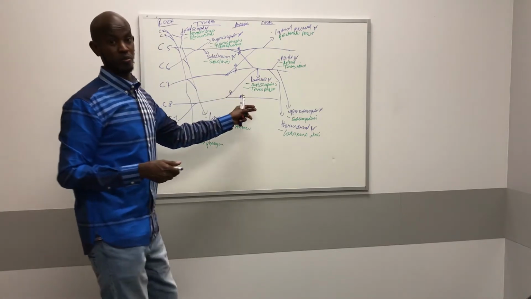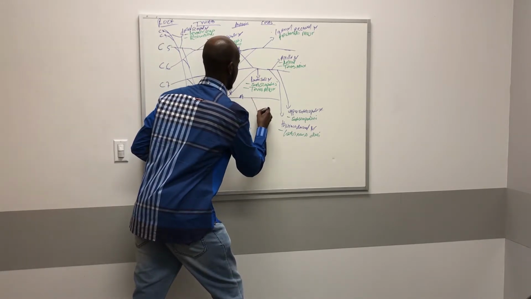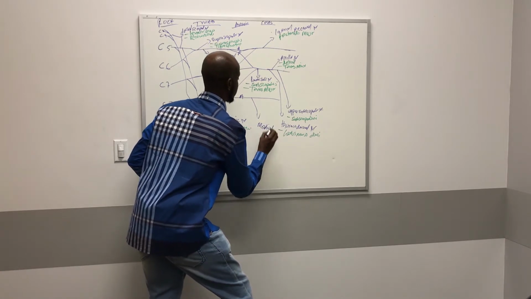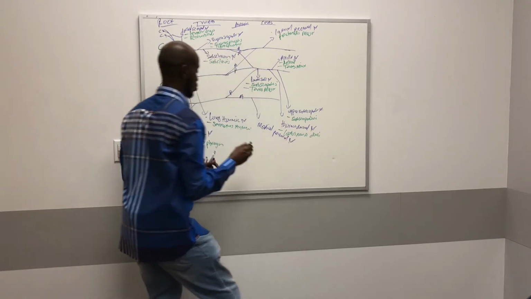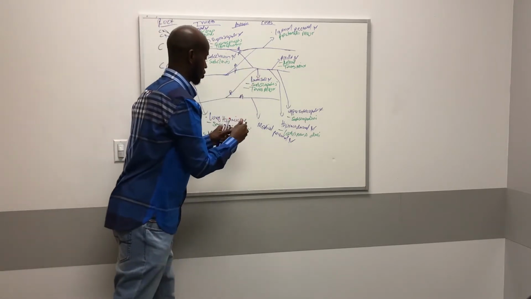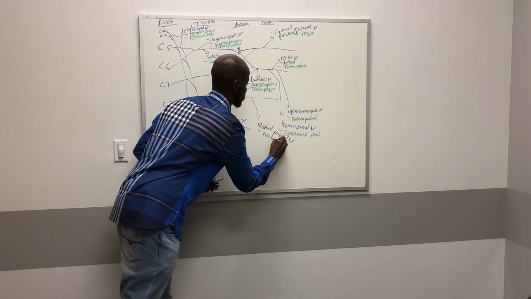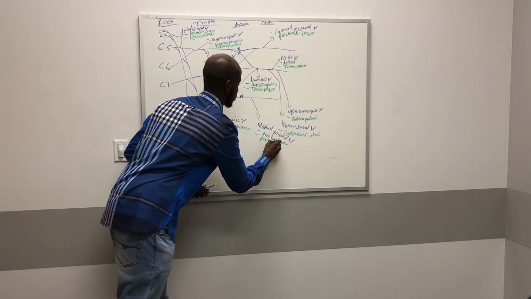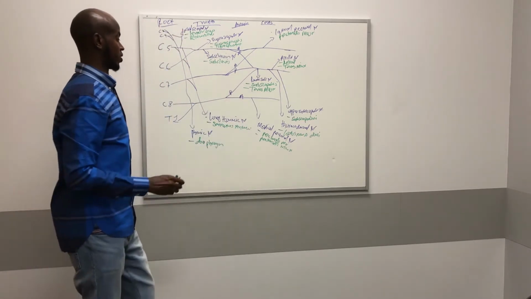And then we come to the medial cord. So there's only one motor branch here, and that's called medial pectoral nerve. Medial pectoral nerve supplies 2 muscles, also the same muscle, pectoralis major, and pectoralis minor.